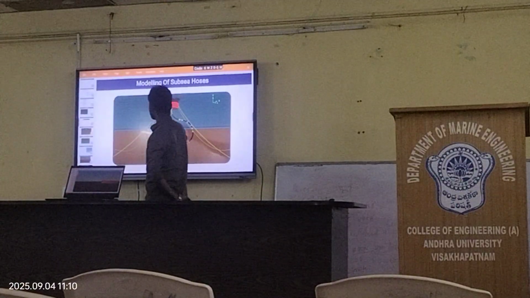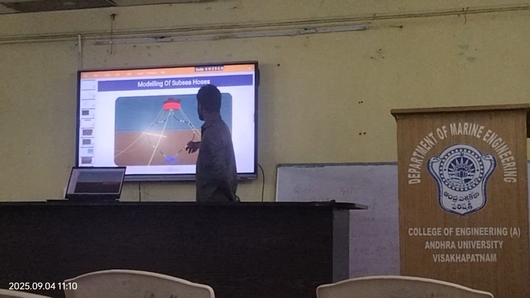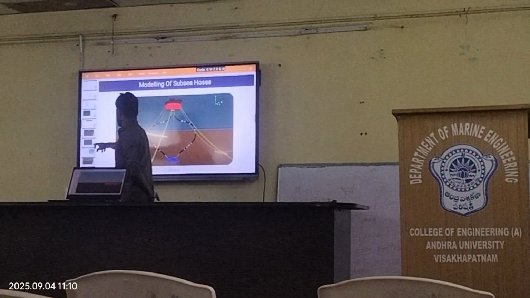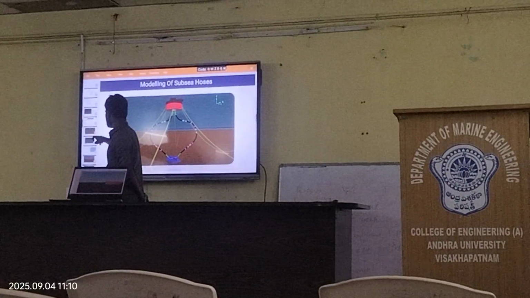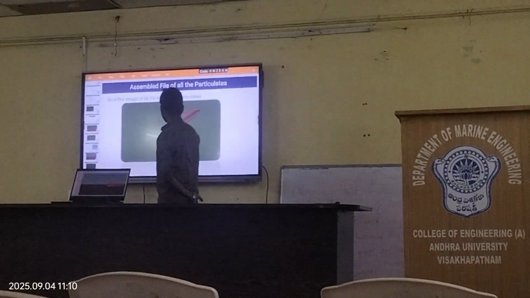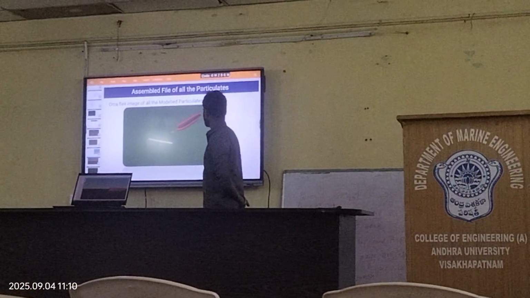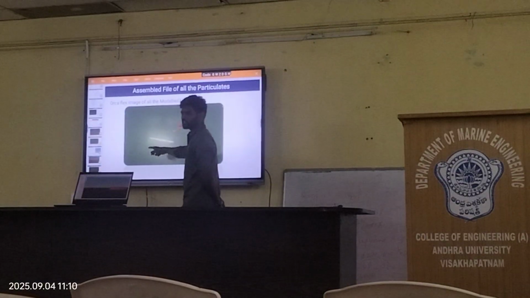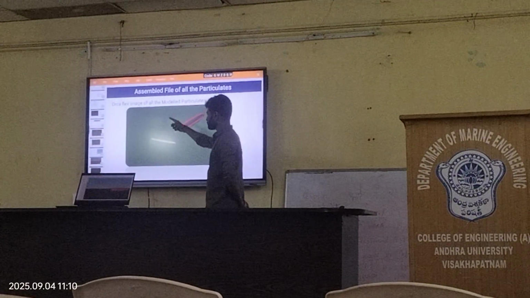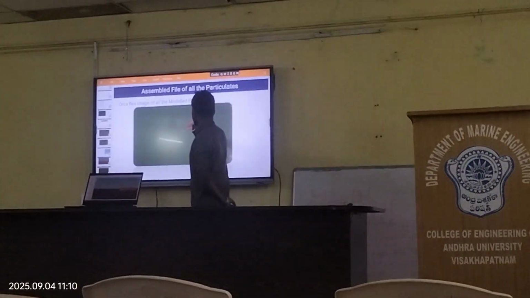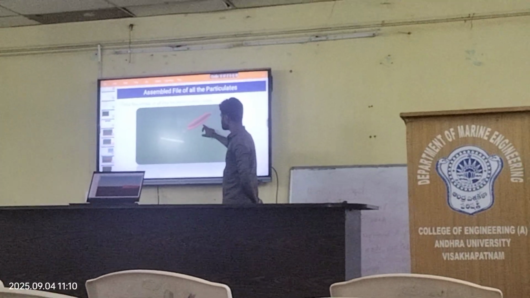And these are the subsea hoses, which are designed using the same properties given. And this is my assembled file. This is the buoy, and these are anchor chains in all other directions, which was shown in the previous one. And this is the vessel, and these are the floating hoses.